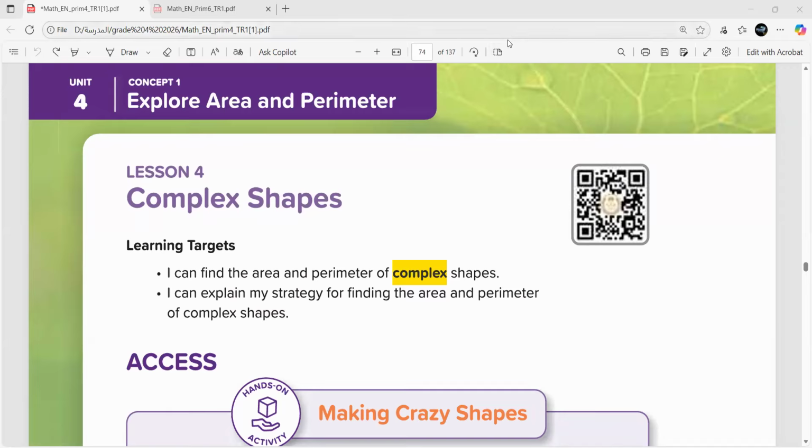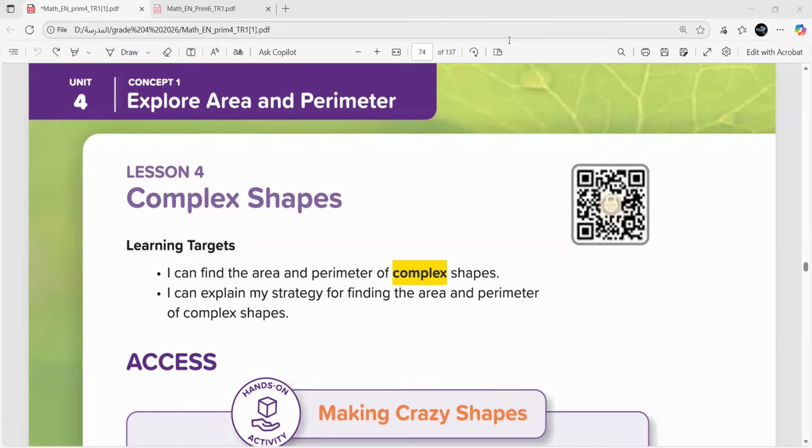Today we are going to study lesson 4, which is complex shapes. We have studied before in lessons 1 to 3 the area and the perimeter of the rectangle and the square. And we studied that the area of the rectangle equals what? Length times width. And the area of the square equals side length times side length.